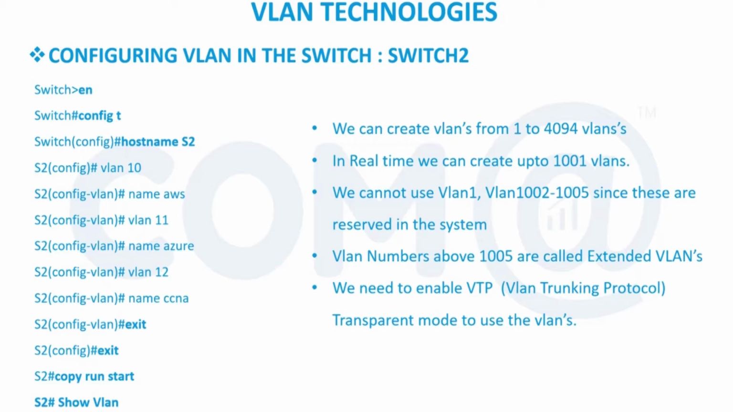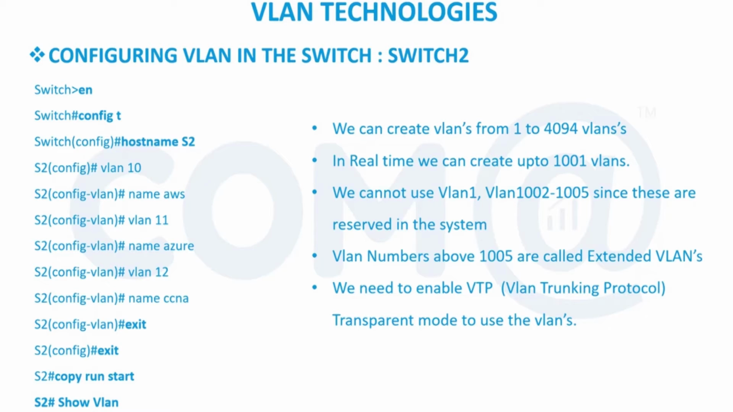Okay, so we have seen the other setup which is for L3 VLAN. So all these things are L2 VLAN. So now for creating VLAN, that's the command with the VLAN number, and we have to give the name. So for the VLAN, what is the name we are going to have? AWS. So VLAN 11, Azure, VLAN 12, CCNA, something like that.